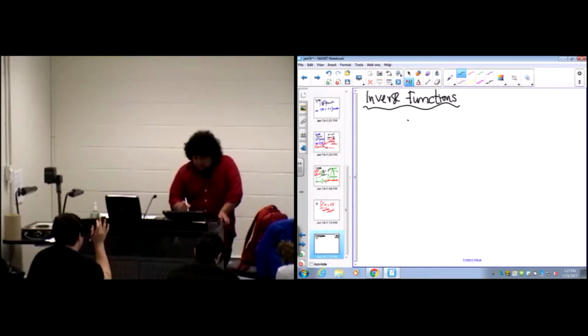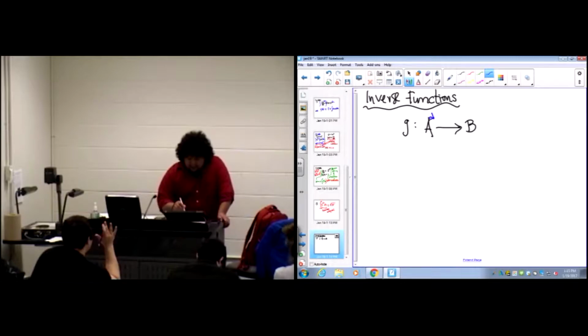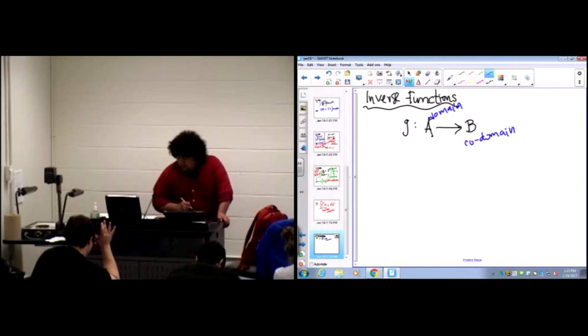I want to refresh your mind with this. So we would say, suppose that we have function g mapping A to a set B, and as we had mentioned before, this set here is called the domain, and B is called the codomain.